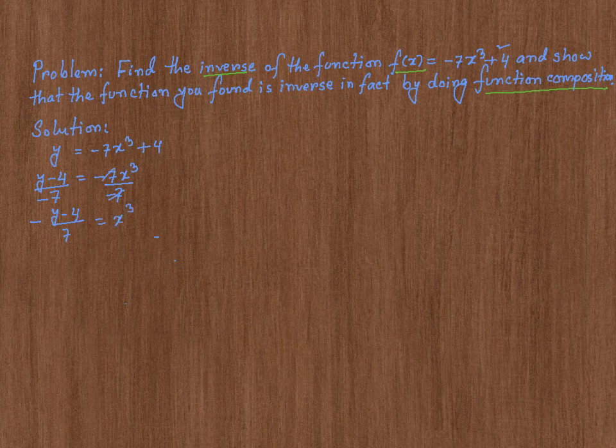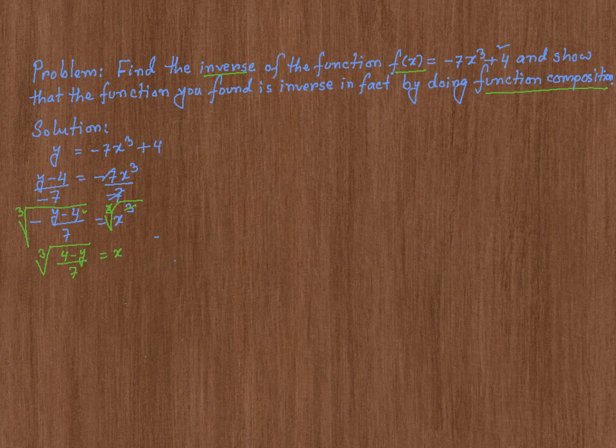Or to solve for x, I take cube root of both sides. So I'll take the cube root of this and cube root of this. Why do I take cube root? Because cube root is going to cancel this cube. So that's going to give me x on the right, and on the left is going to be just cube root of this, which is going to be cube root of, I'm just going to distribute this negative to the numerator, so that's going to give me 4 minus y over 7, just to avoid this negative sign.